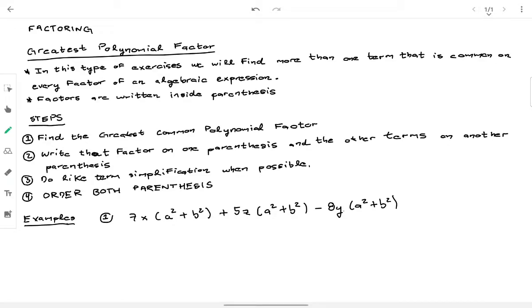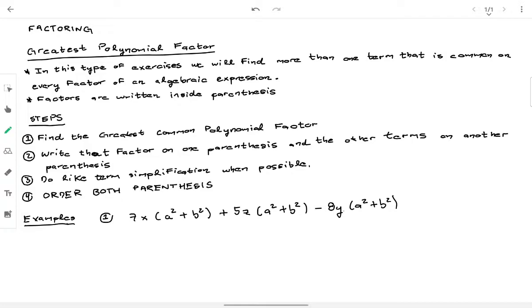Today we will continue with the next topic of factoring. Today's topic is called greatest polynomial factor. In this case, instead of having only one type of term that is common, we will have more than one. That is why it's called a polynomial factor. Remember, a polynomial is composed of at least two or more terms.